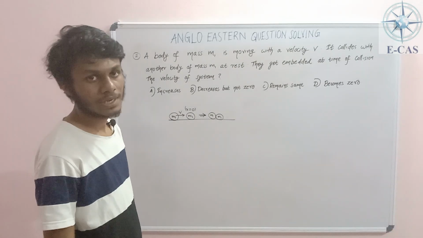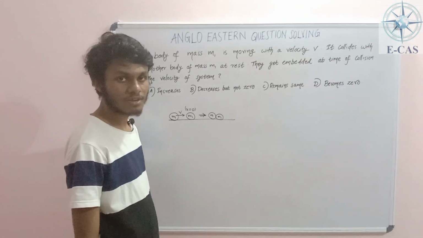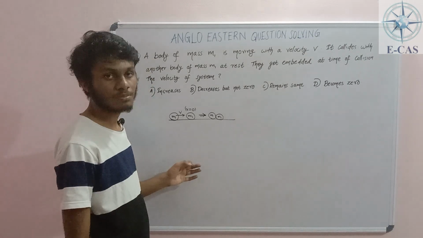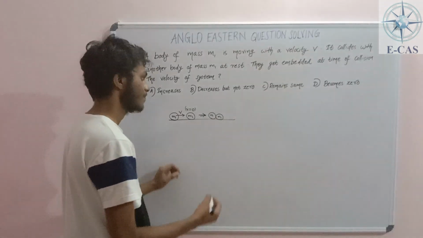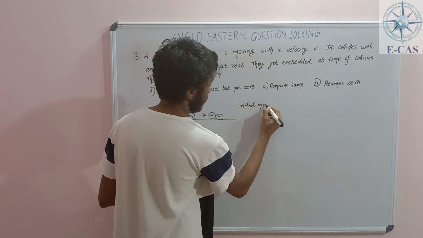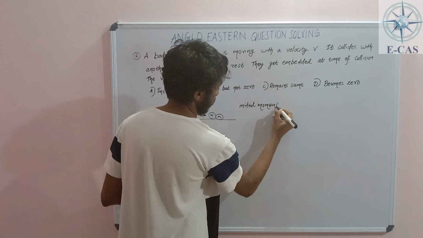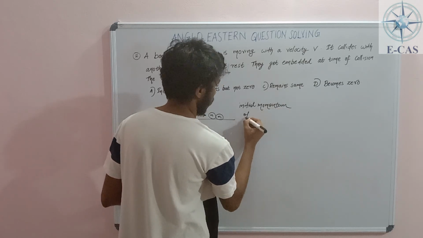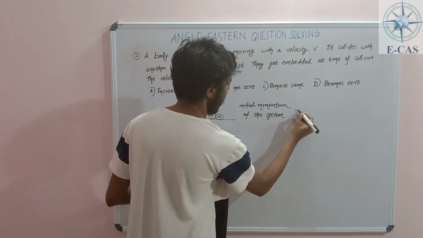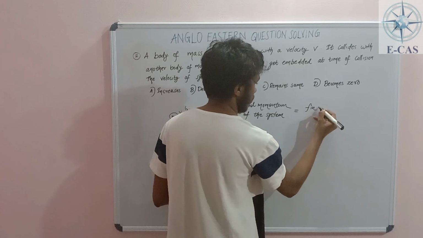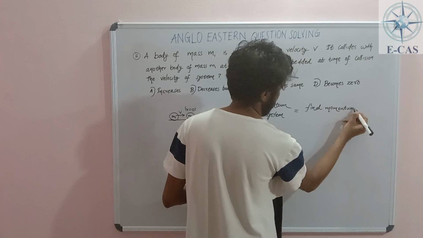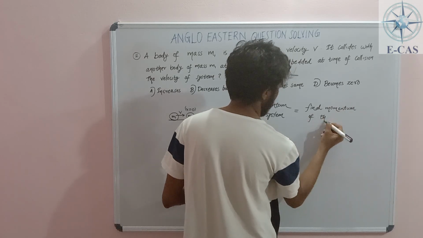From the law of conservation of linear momentum, we know that if the external force acting on a system is zero, then the linear momentum of the system remains conserved. So the initial momentum of the system is equal to the final momentum of the system.